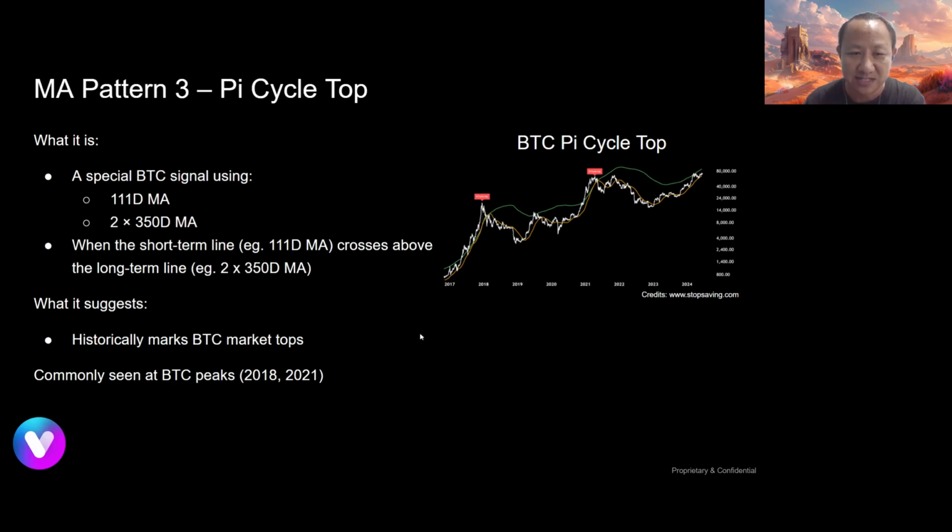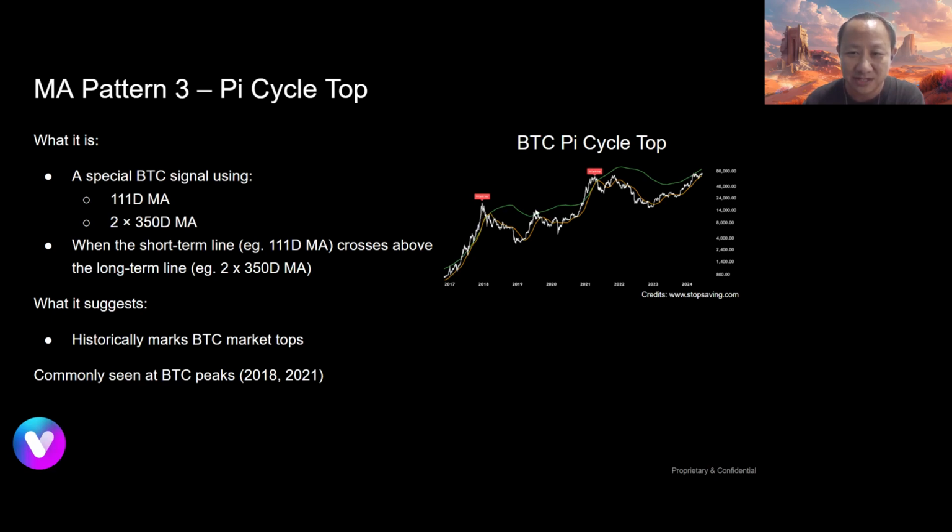by 2, you can see it once in 2018 and once in 2021. So these crosses have historically occurred during BTC market tops. So following the Pi Cycle Top cross, we have seen the market do a downturn, and lots of BTC or even other crypto traders are looking very actively at the Pi Cycle Top to determine if we are at the peak of a market or not, right? So that is the Pi Cycle Top, our third moving average pattern.